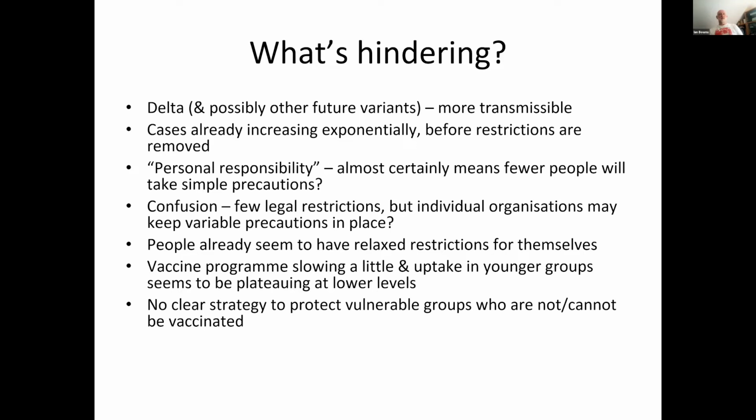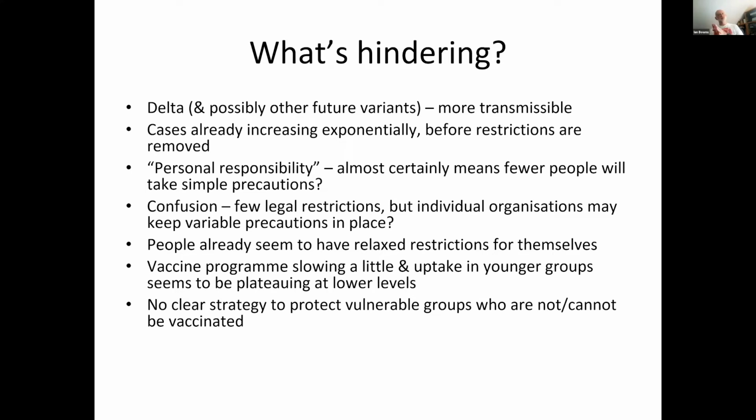As we've seen also, the vaccine programme does seem to be slowing a little, and the uptake in the younger age groups does seem to be plateauing at lower levels. That will leave a substantial number of people susceptible to infection and potentially long COVID, if not to really serious acute illness. And there doesn't appear to be any clear strategy to protect vulnerable groups who haven't been vaccinated or, in a sense, cannot be vaccinated because a vaccine will be less effective for them.